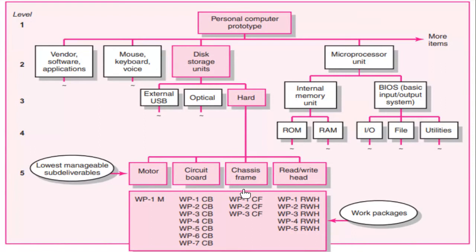For chassis frame, there are a number of things that need to be done to complete the chassis frame. We further break that down into work packages, and so we have 3 work packages for chassis frame. The same is true for the read-write head. We have multiple work packages for the read-write head. Work packages 1 RWH, which is read-write head, through to work package 5, read-write head.